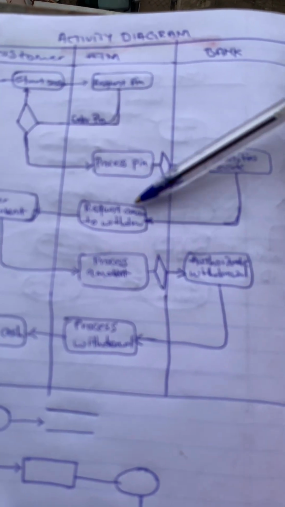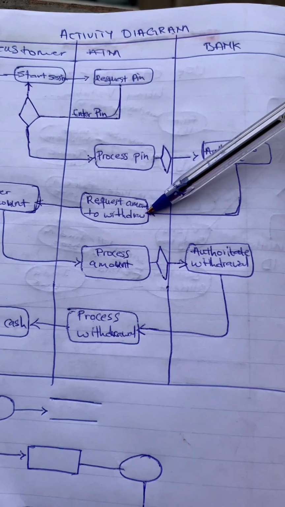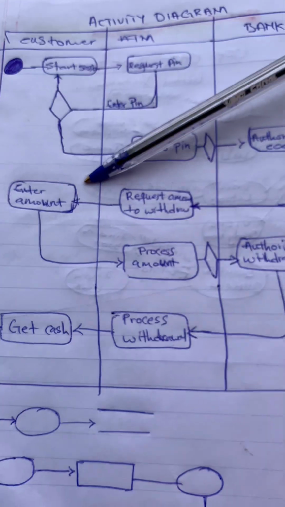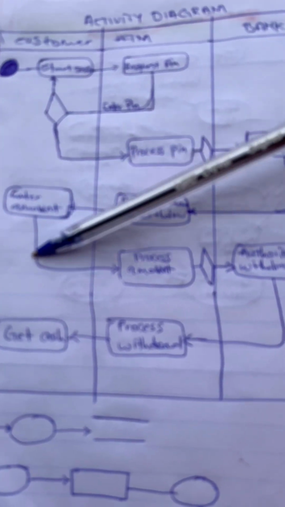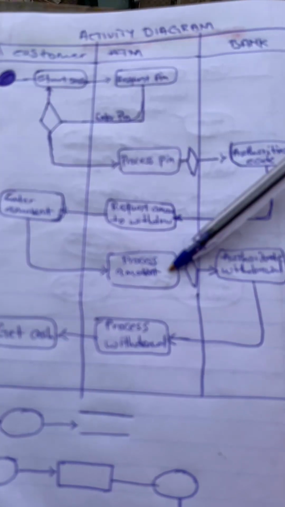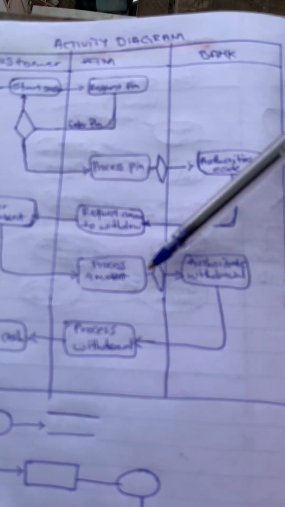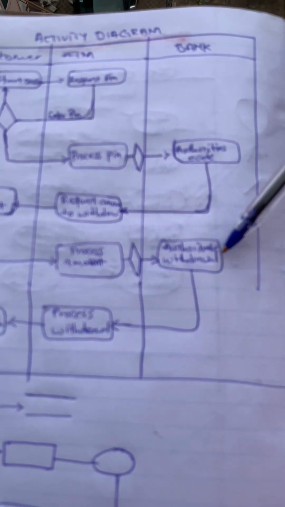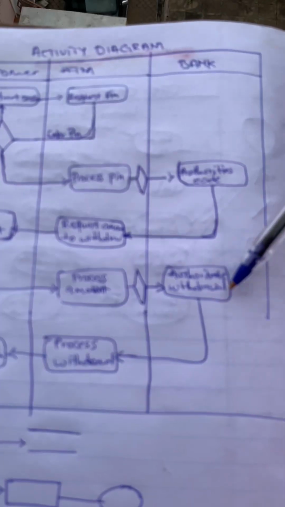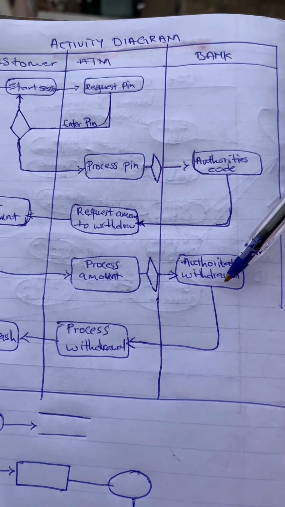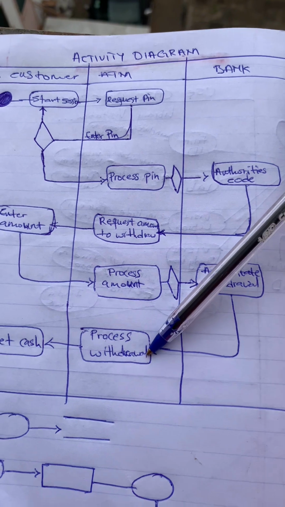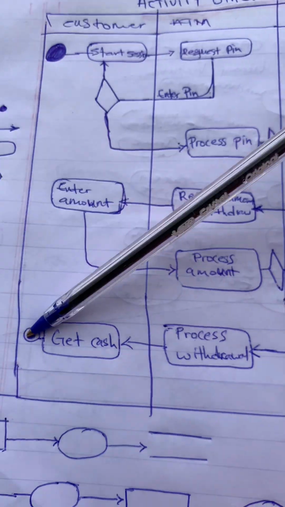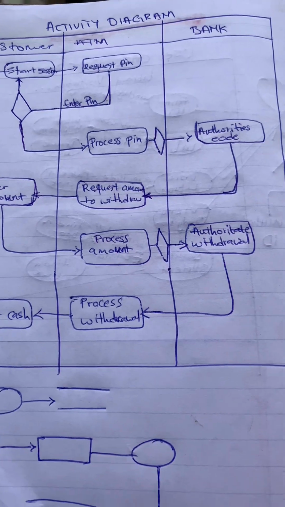After authorizing, it gives permission to the ATM to request an amount from the customer to withdraw. Here the customer comes and enters the amount. This amount is processed, and then the ATM decides to send it to the bank, which authorizes or approves the withdrawal and sends it to the ATM. The ATM processes the withdrawal, and the customer gets the cash, and this is the end. That's the activity diagram.